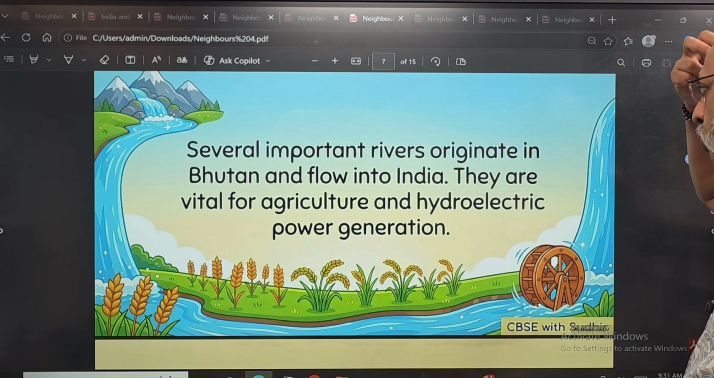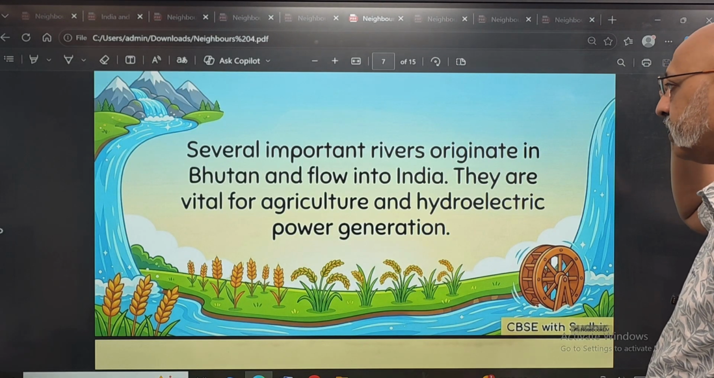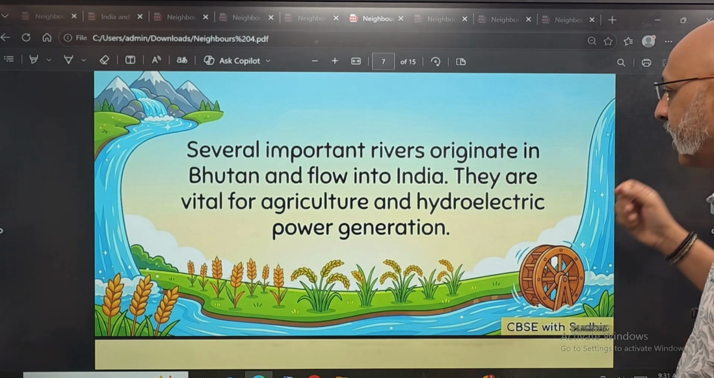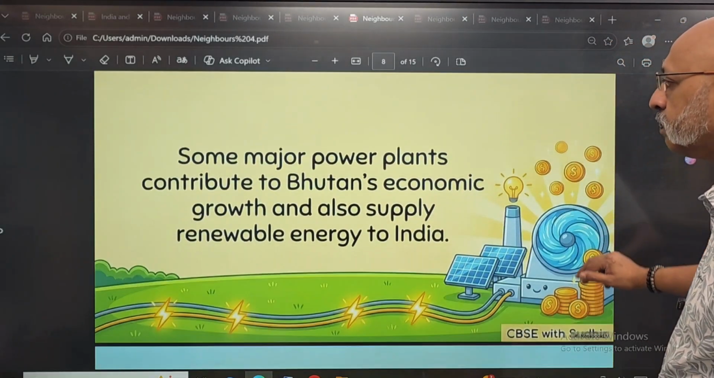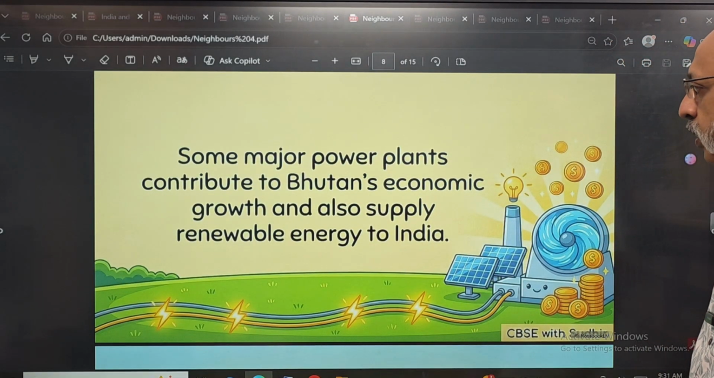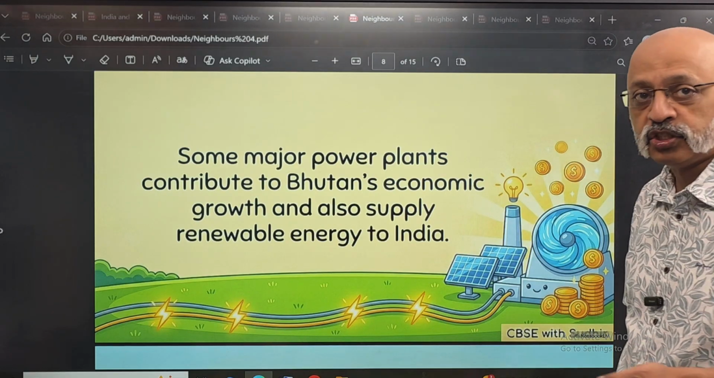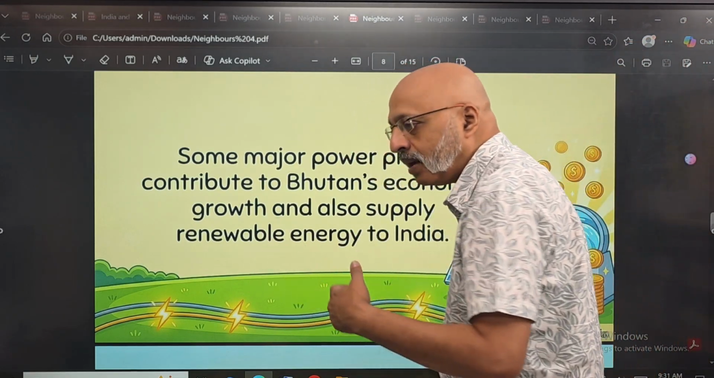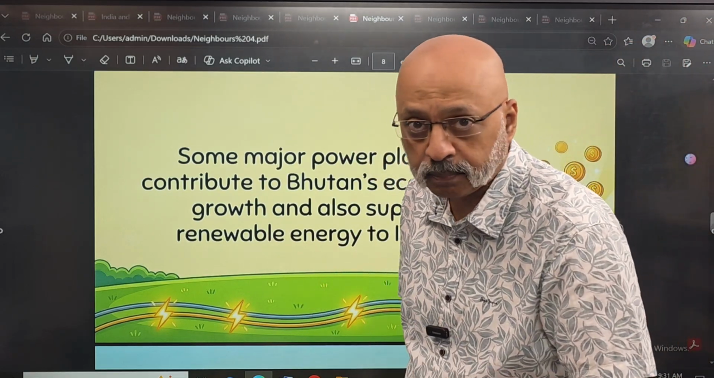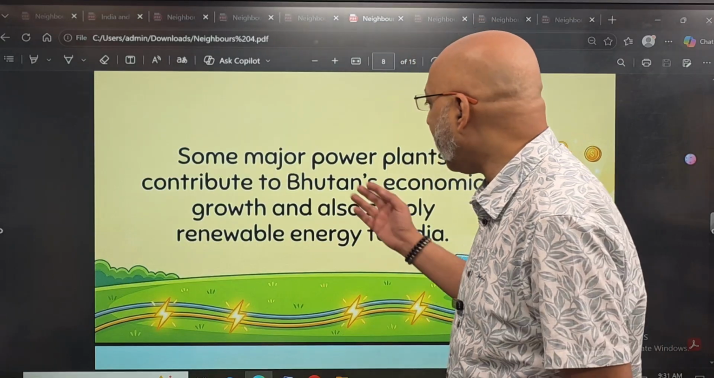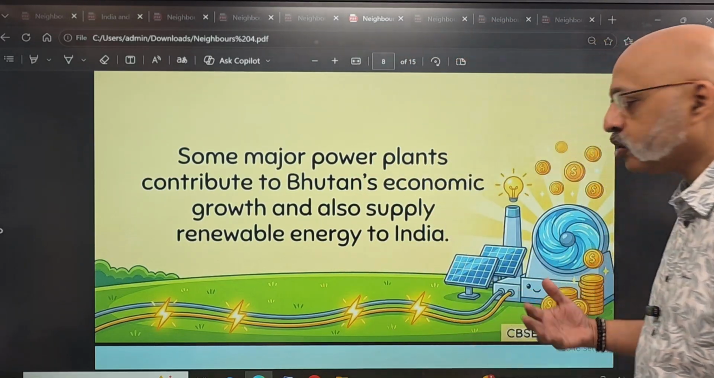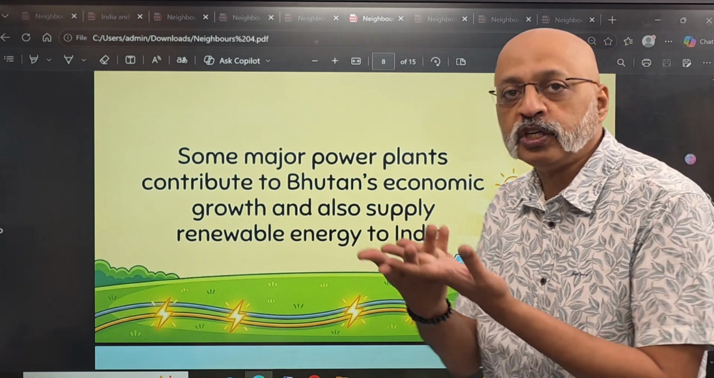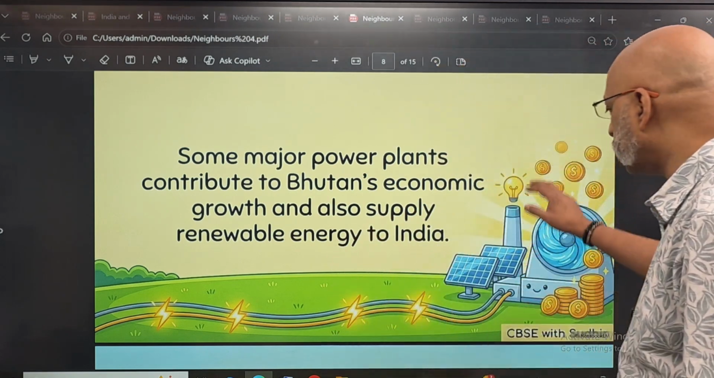Several important rivers originate in Bhutan and flow into India. They are vital for agriculture and hydroelectric power generation. Several major power plants contribute to Bhutan's economic growth and also supply renewable energy to India. So India is able to tap the water for hydroelectric power and renewable energy, and we also help them in their agriculture, power generation, everything, right? So it's an area of mutual cooperation between India and Bhutan.